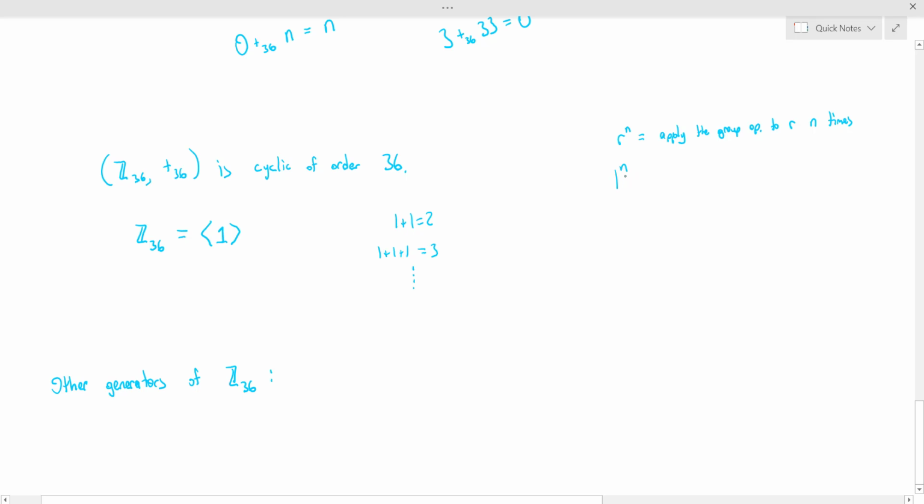But if the group operation is addition, then it's not that I'm multiplying 1 with itself n times, but I'm really adding 1 to itself n times instead. And of course, that looks confusing. So when you're using addition to notate the group operation, rather than talking about raising something to a power, as you can see, it makes more sense to talk about multiplying by that integer instead.